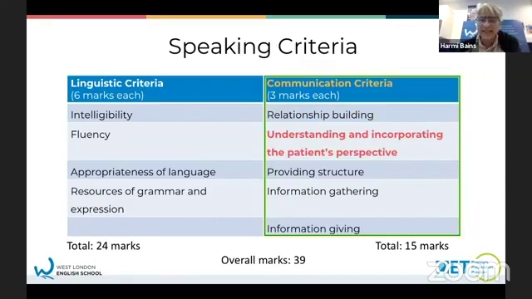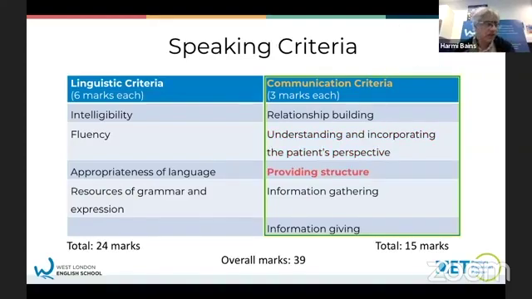It says here, understanding and incorporating the patient's perspective. So here it's listening to the patient as well. Don't become too focused on your card. Don't become too focused on your task. Remember, you've also got to listen to the patient. If they ask you any questions, you've got to respond to those questions as well. Okay, that's really important. We've got here providing structure.